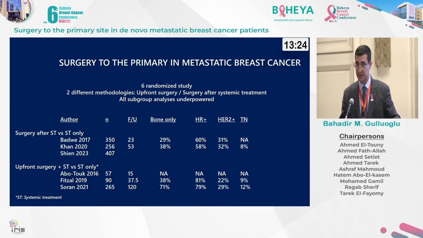Again, some studies included advanced disease more, and some studies included all the metastatic sites, but in the Turkish study, for example, mostly the patients are only oligometastatic and bone metastasis. And when you look at it, this number is more than 70%.